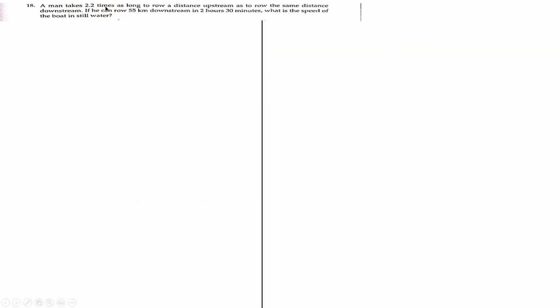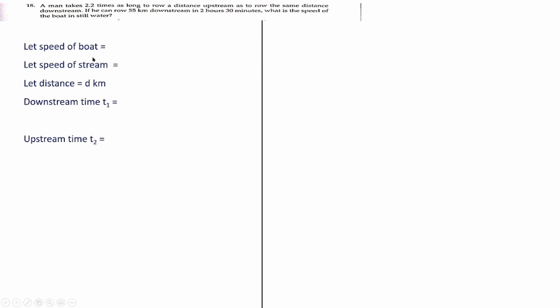Next question. A man takes 2.2 times as long to row a distance upstream as to row the same distance downstream. If he can row 55 km downstream in 2 hours 30 minutes, what is the speed of boat in still water? So here it is given a man takes 2.2 times as long to row upstream than to row downstream, and he can row 55 km downstream in 2 hours 30 minutes. We need to find the speed of the boat in still water. So let us take the speed of the boat as x km per hour and the speed of the stream as y km per hour.